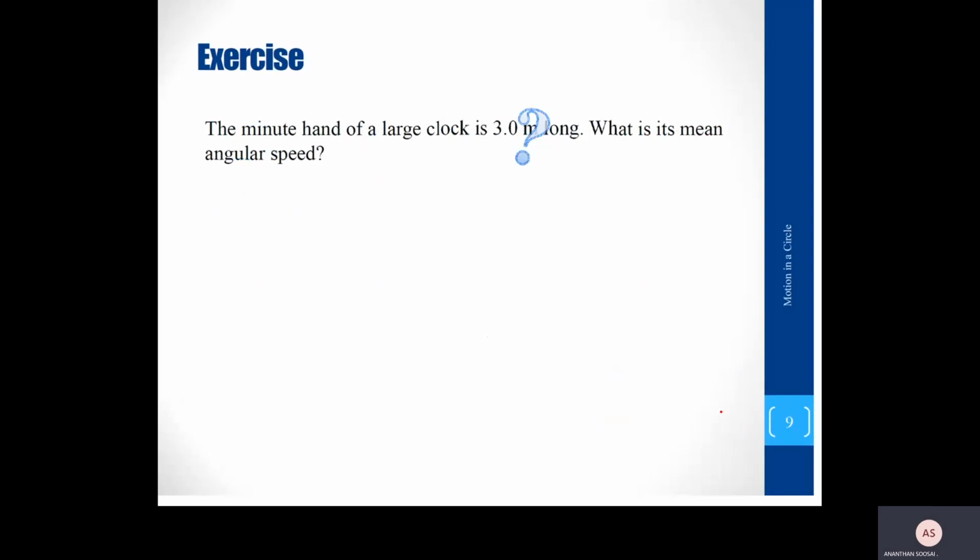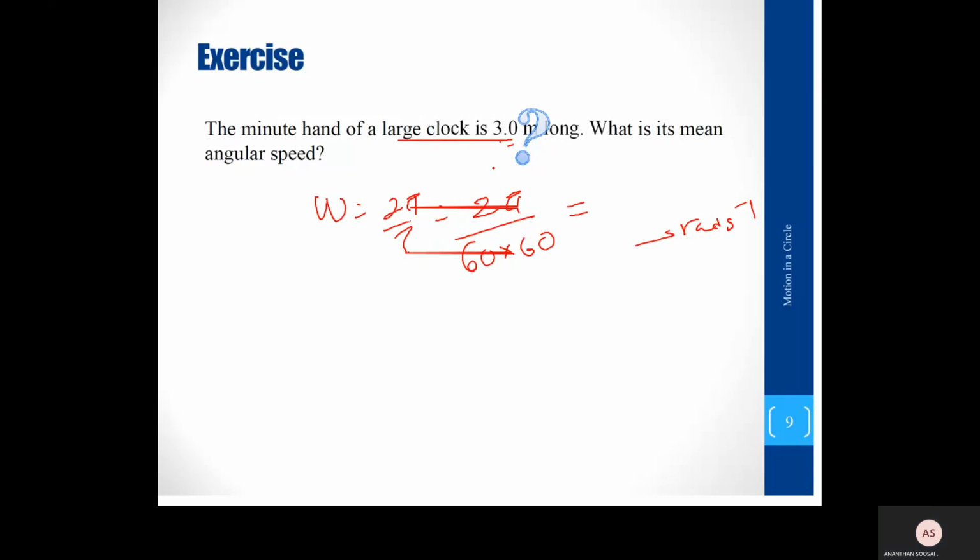The minute hand of a large clock is 3 meter long. What is its mean angular speed? I think we did this. Omega equals 2 pi over T. What is the period of the minute hand? 60 minutes, so 60 times 60 seconds. Then you get the answer in radian per second. The 3 meter is just to trick you, extra information. It doesn't get used in the calculation.